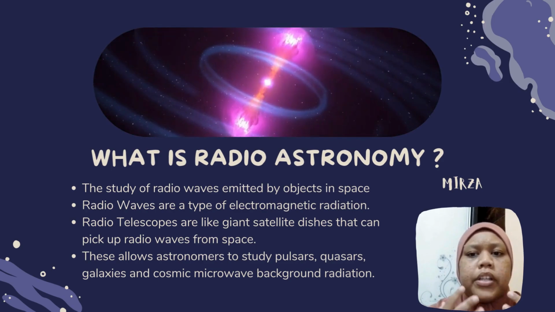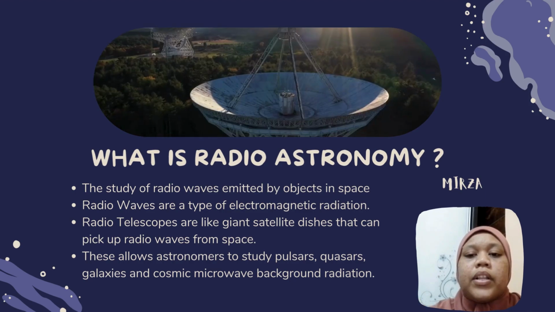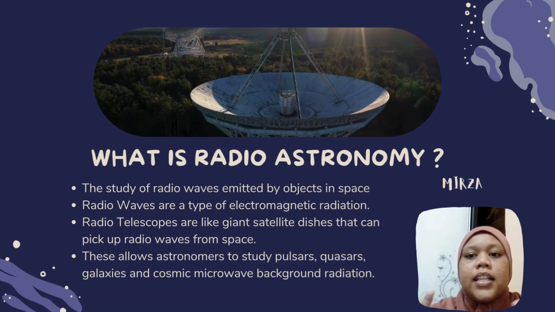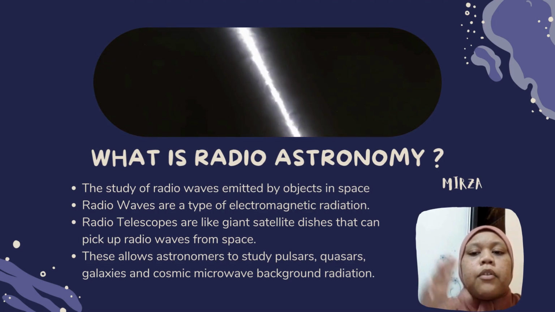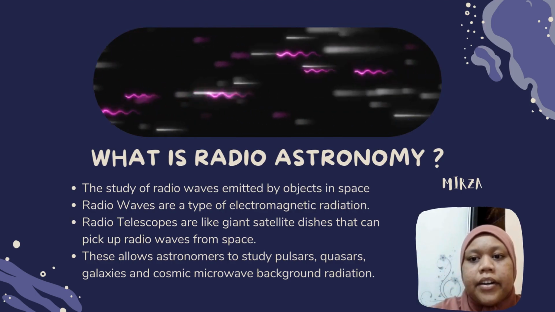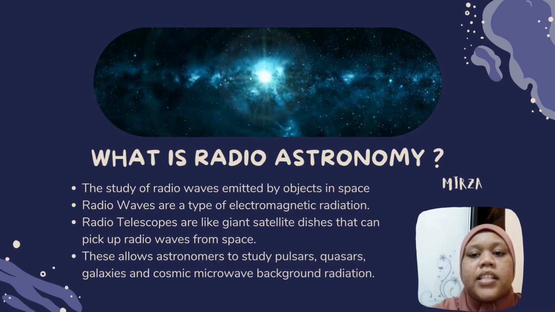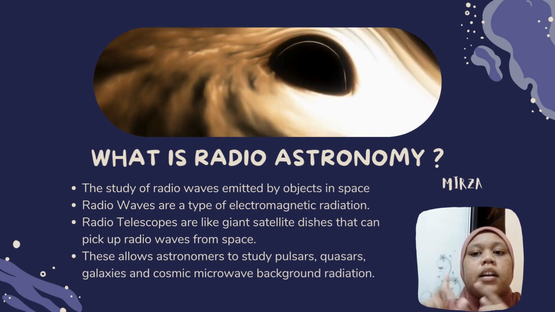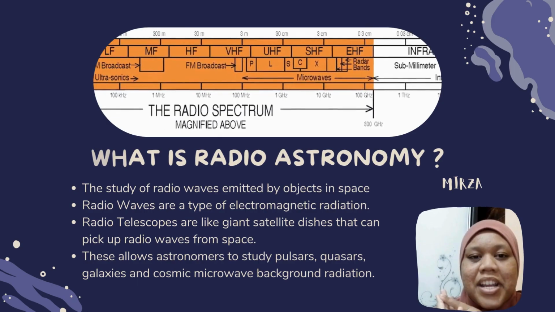But how do we detect these radio waves? That's where radio telescopes come in. These are like giant satellites that can pick up radio waves from space. In fact, radio astronomy helps us to discover phenomena such as pulsars, quasars, radio galaxies, and the cosmic microwave background radiation.